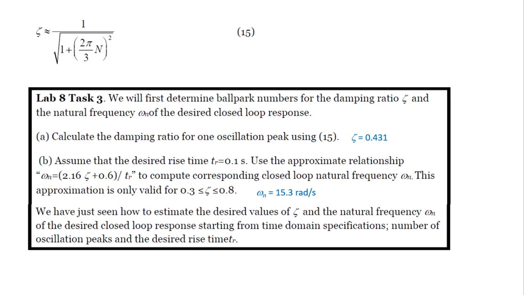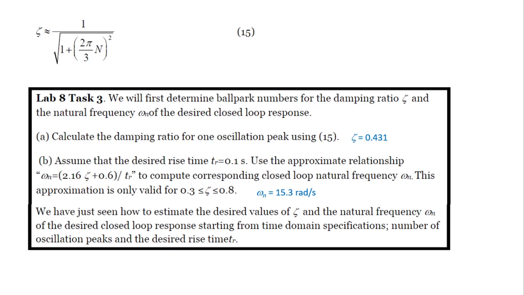Okay, it says we'll first determine the ballpark numbers for the damping ratio and the natural frequency of the desired closed loop response. So calculate the damping ratio for one oscillation peak using equation 15, and I put the equation 15 for you. I think I used it in the lecture too, where n was 5 or something. So find the damping ratio if you just want to have one oscillation before it settles down. When you plug in 1, you should get zeta close to 0.4.